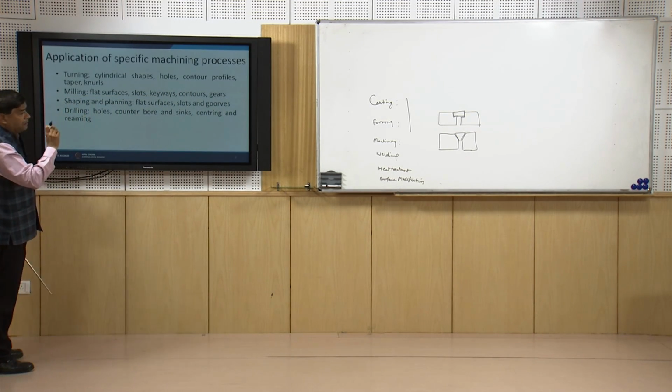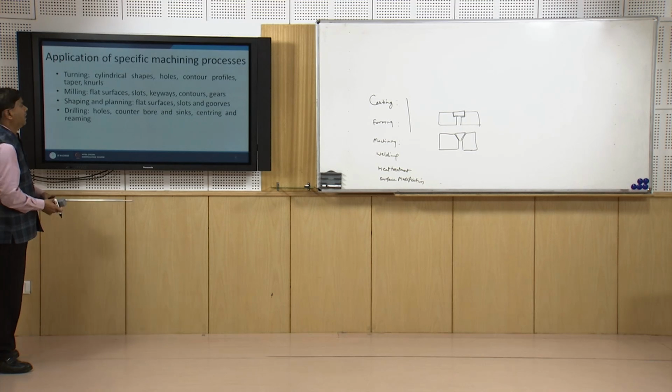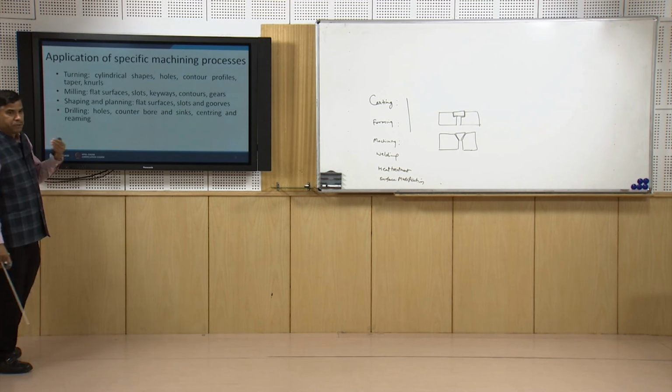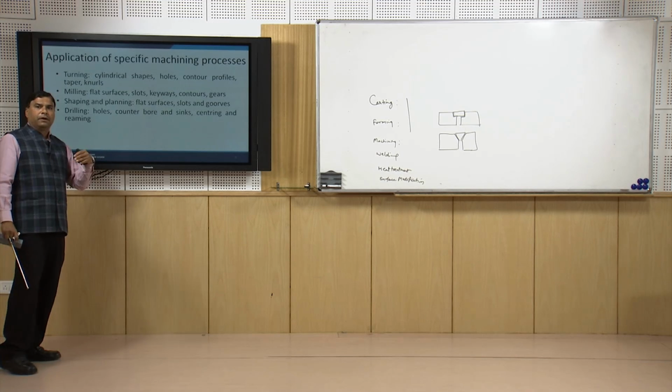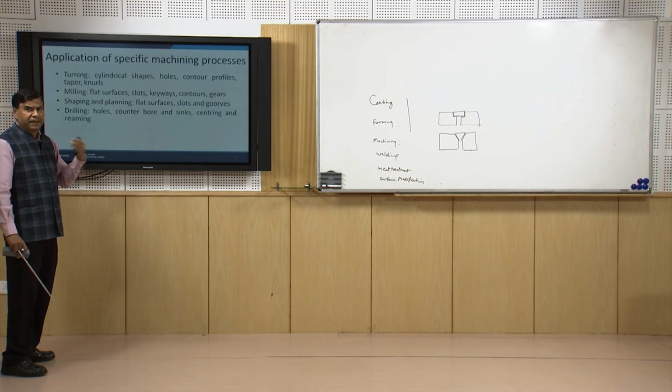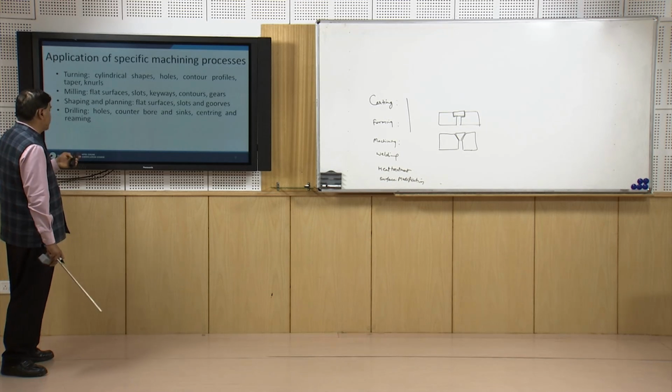diameter is called counter boring, and the centering is basically used for developing the center, so that it can be used for holding the job between the headstock and tailstock, or it is the first step for drilling the hole at a particular location. So, centering is done.